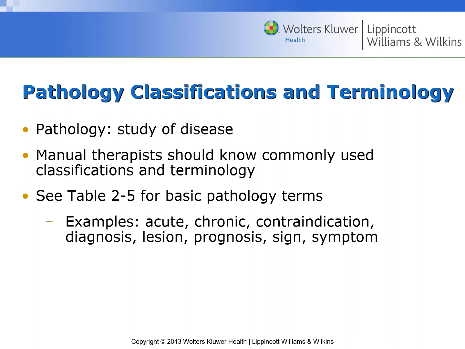Pathology classifications and terminology. Pathology is the study of disease. Manual therapists should know commonly used classifications and terminology. And you will see in Table 2.5 that basic pathology terms are provided. Examples are acute, chronic, contraindication, diagnoses, lesion, prognosis, signs and symptoms. These are all terms that you will become very familiar with in the course of study of your chosen profession as a natural health practitioner.